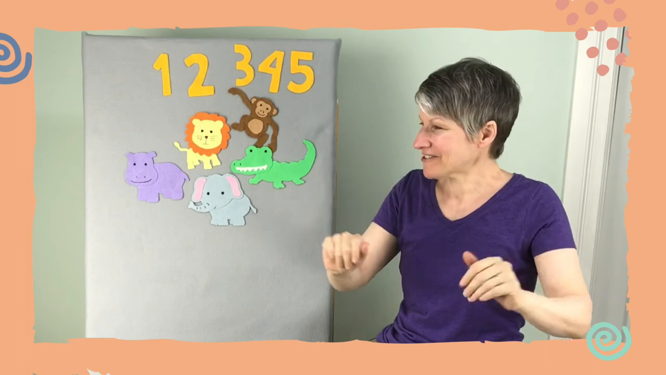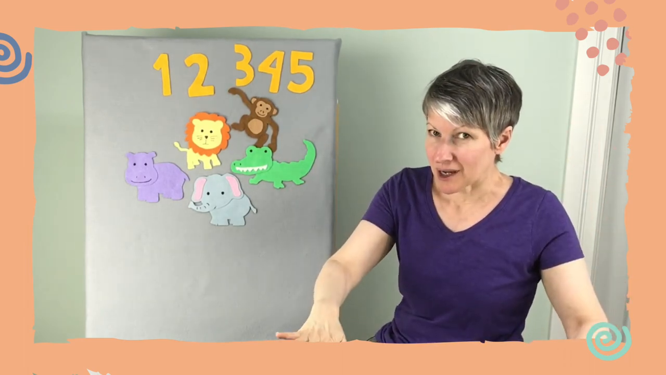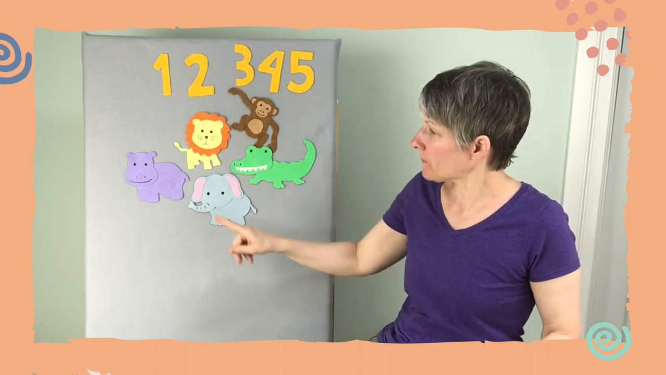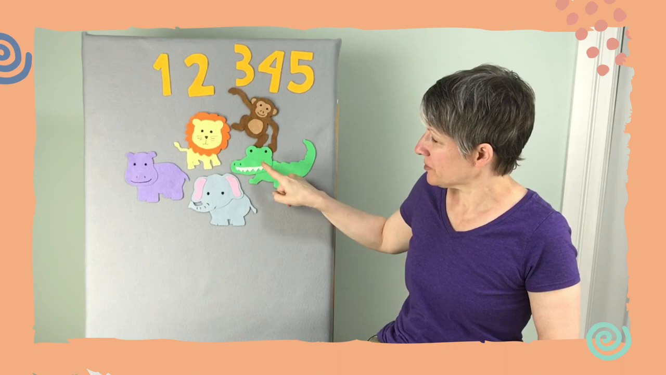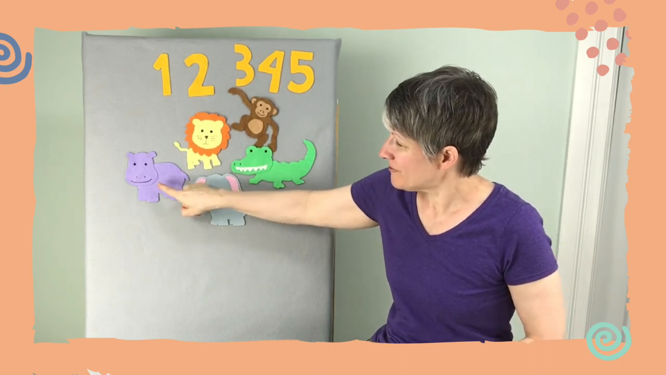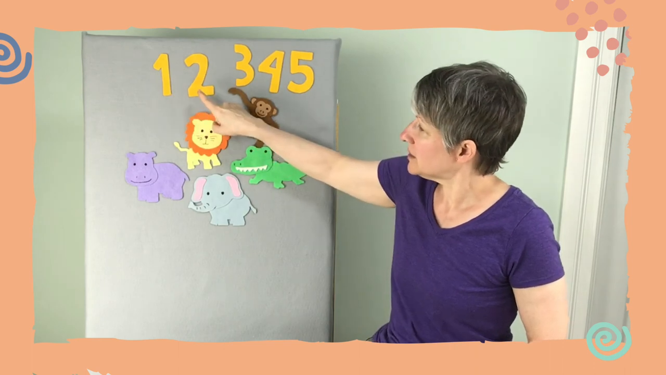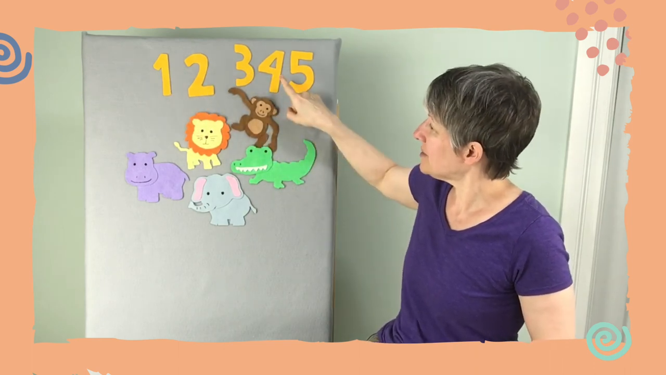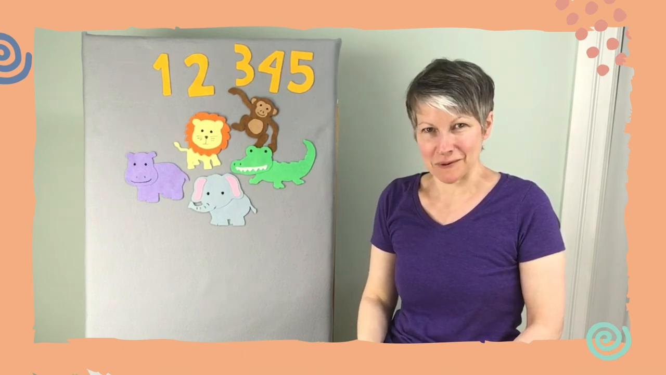Stop. Did you stop? Perfect. Okay. If you're standing up, sit back down and let's count our animals one more time. One, two, three, four, five. And let's make sure we have the right numbers. One, two, three, four, five. Wow, we found five animals out in the wild.